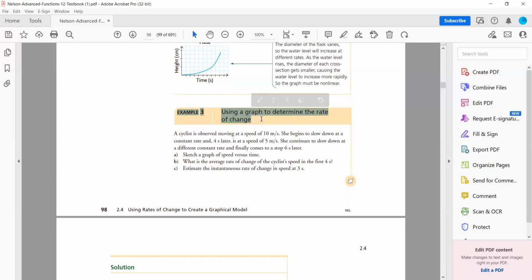Example 3. Using a graph to determine the rate of change. The cyclist is observed moving at a speed of 10 meters per second. She begins to slow down at a constant rate, and 4 seconds later is at a speed of 5 meters per second. She continues to slow down at a different constant rate and finally comes to a stop 6 seconds later. Sketch a graph of speed versus time. What is the average rate of change of the cyclist's speed in the first 4 seconds? Estimate the instantaneous rate of change in speed at 3 seconds.